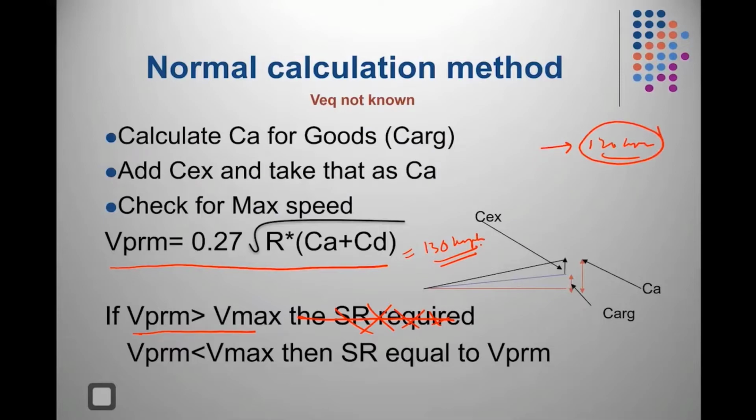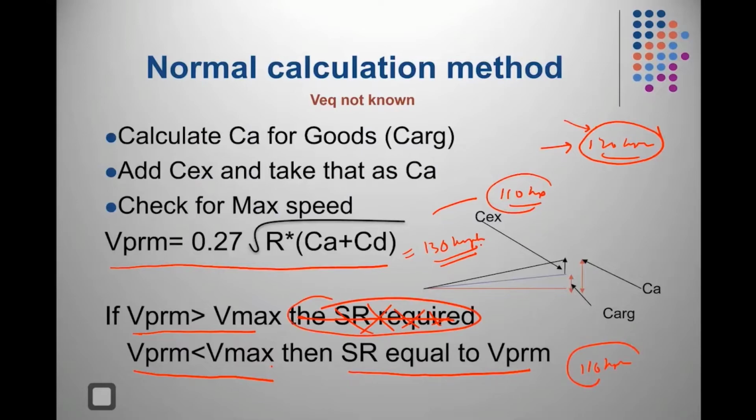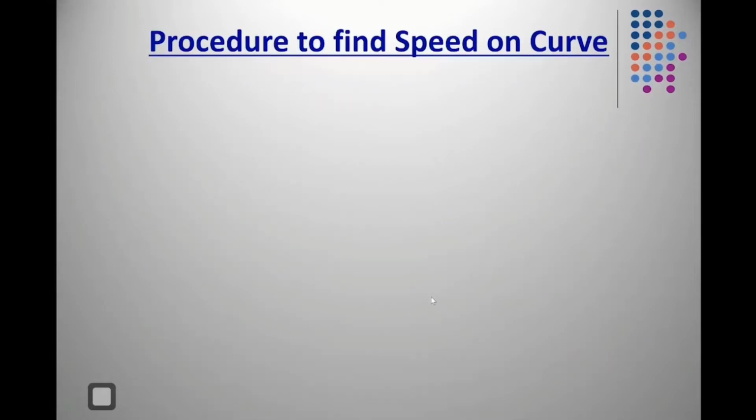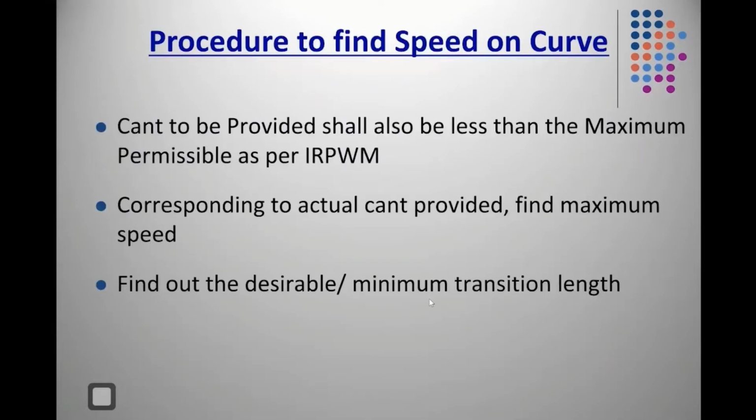But if V permissible is less than V maximum, that means अगर ये V PRM आपका 110 आ जाता है and your fastest train is moving at 120 kmph, means you have to apply speed restriction of 110 kmph. ये थोड़ा गलत लिखा गया, ये this is to be discarded. So in that case you have to impose a speed restriction of 110 kmph, right? So this is what it intends to say. Okay? Now let us come to certain exercises.